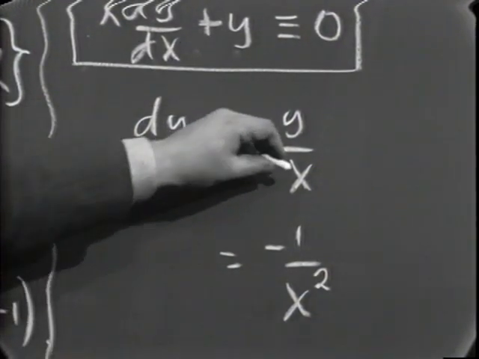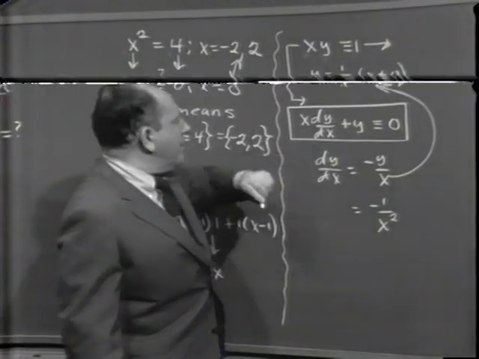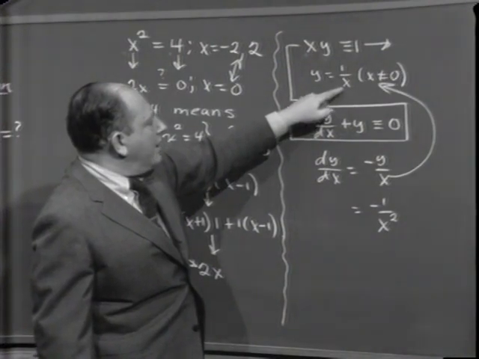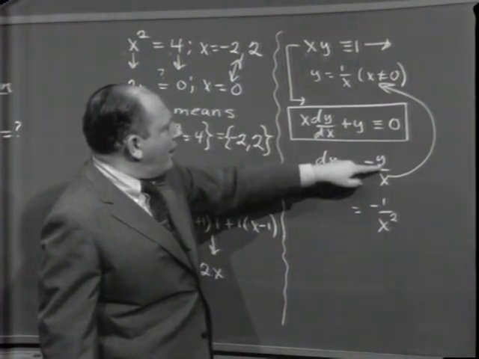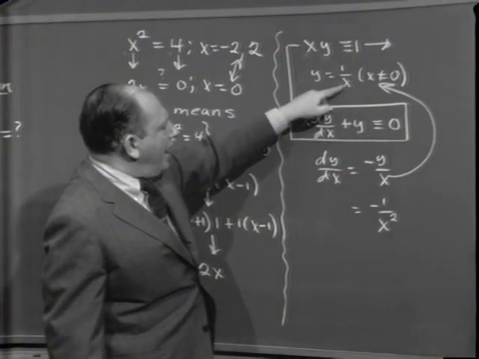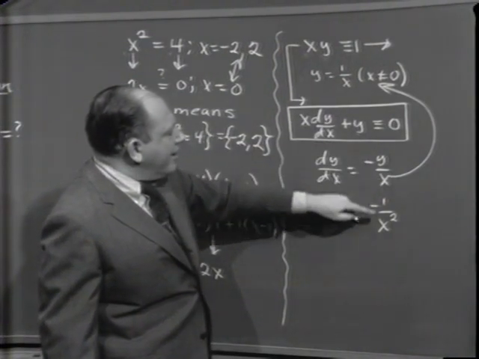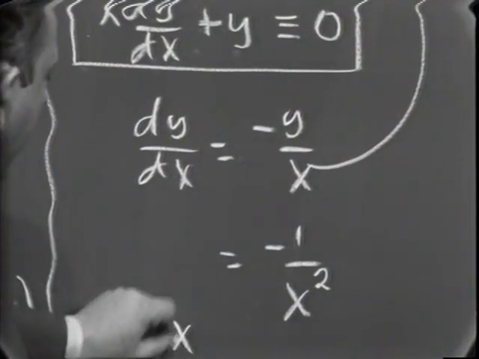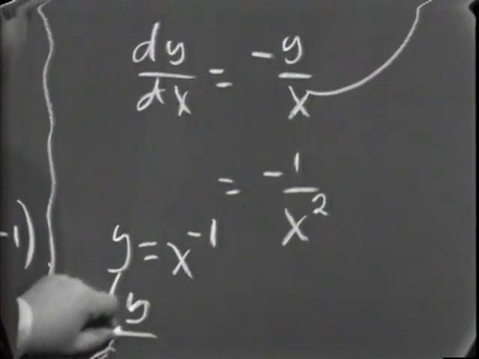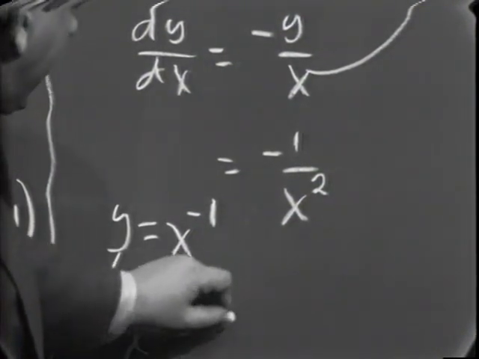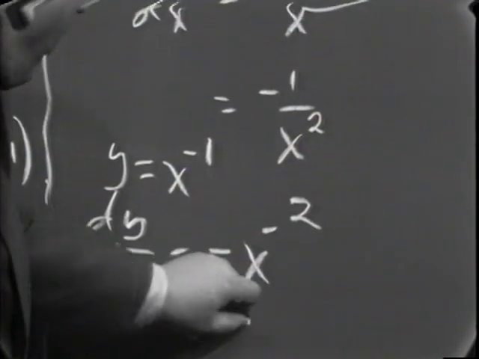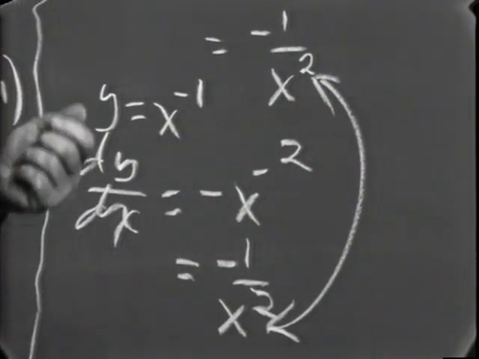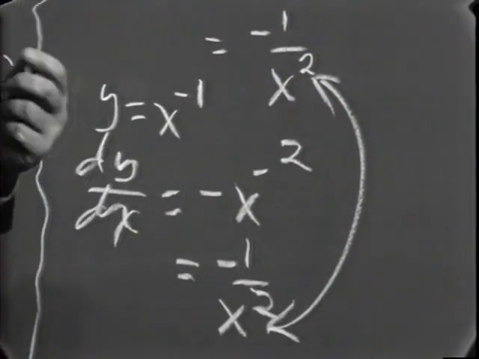By the way, notice that by picking a problem that could be solved explicitly for y in terms of x, we have a very simple check on this particular problem. Namely, we know that if x is not 0, y is another name for 1 over x. Therefore, minus y over x is another name for minus 1 over x squared. But we already know that if y equals x to the minus 1, by another method, dy/dx is minus x to the minus 2, which is also minus 1 over x squared. And so we see that the new method does give us the same answer as the old method.